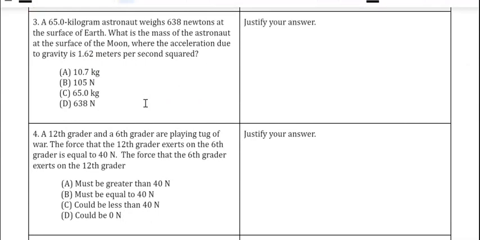Question 3 says, a 65 kilogram astronaut weighs 638 newtons at the surface of Earth. What is the mass of the astronaut at the surface of the moon, where the acceleration due to gravity is 1.62 meters per second squared?